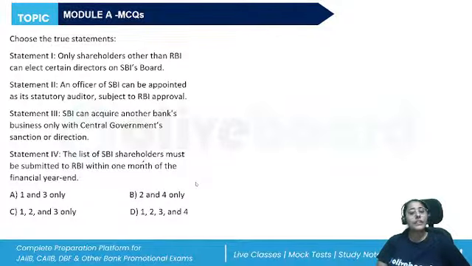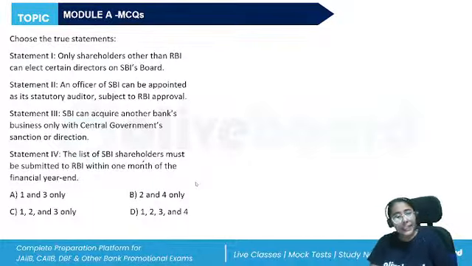Now answer this question. Only shareholders other than RBI can elect certain directors on the SBI's board. An official of SBI can be appointed as its statutory auditor subject to RBI approval. SBI can acquire another bank's business only with central government sanction or direction. The list of SBI shareholders must be submitted to RBI within 1 month of the end of the financial year. So, regarding the working of SBI, which statements are correct?